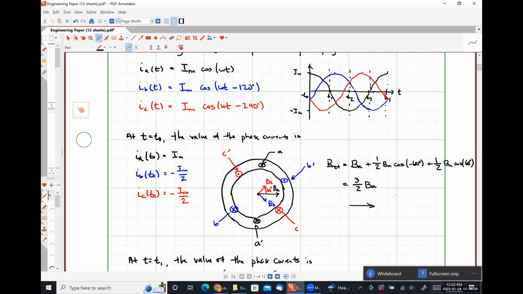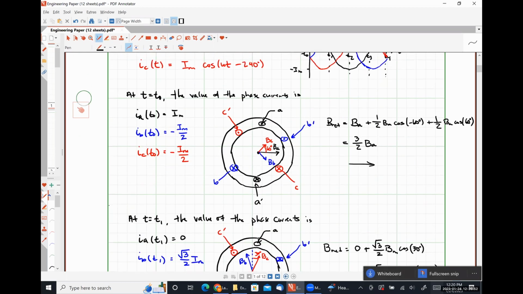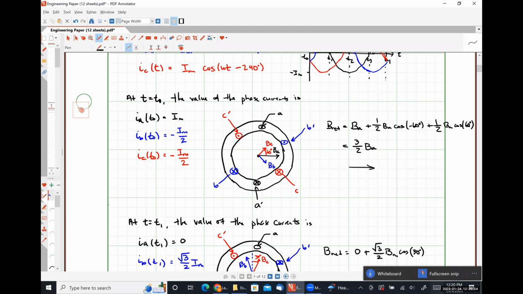Turned 180 degrees, actually. So exactly the same as T0, but turned 180 degrees, because our current in phase A has gone from positive IM to negative IM. So all our currents are going to be 180 degrees out of phase because we're half a cycle later. Right, so at T2, we're going to have the exact same thing that we had at T0.